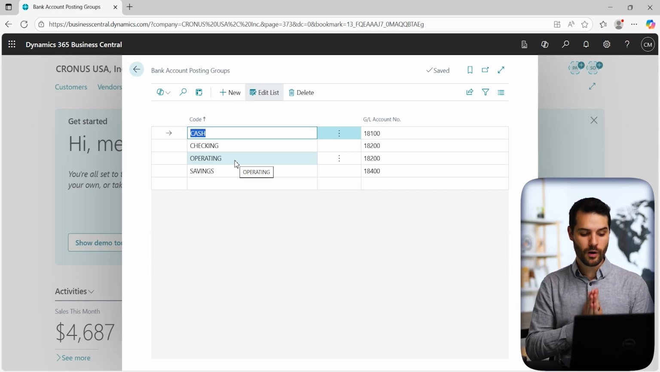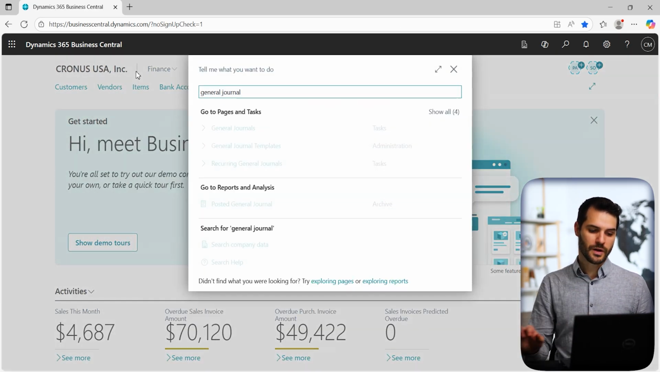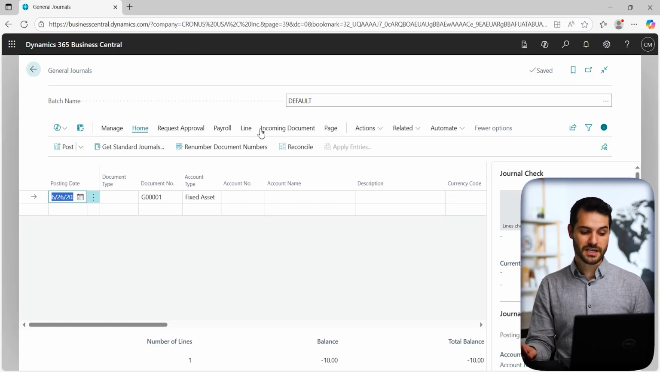So let's take a look at one more example just to see how these things can interact with each other. If I open up a general journal, which, as I've said in my other videos, if you're not familiar with the concept of a general journal, it's almost identical to a journal entry. They just, in Business Central, don't call it that. They say a general journal. So if we click on that, we can come to the general journal and we can make an entry here.